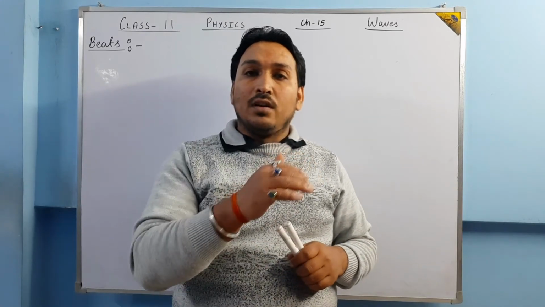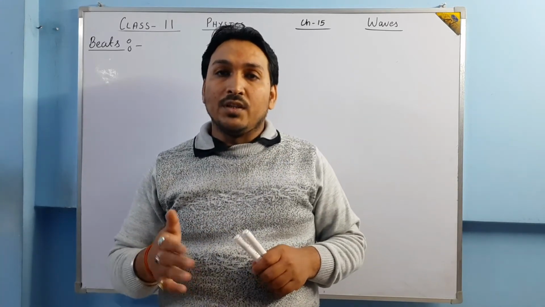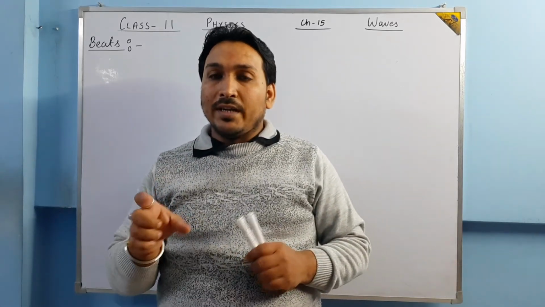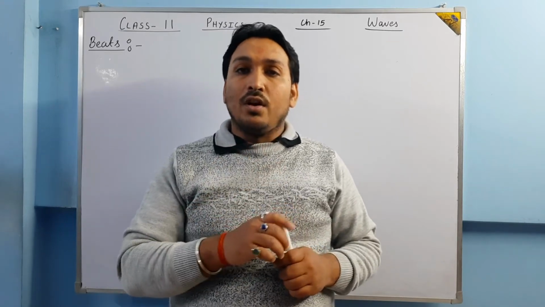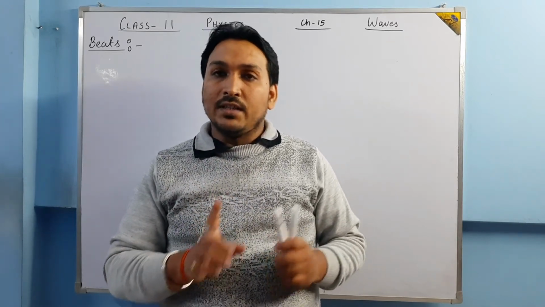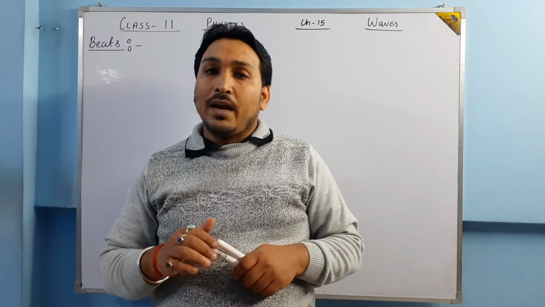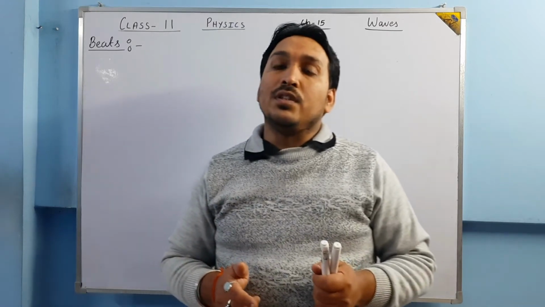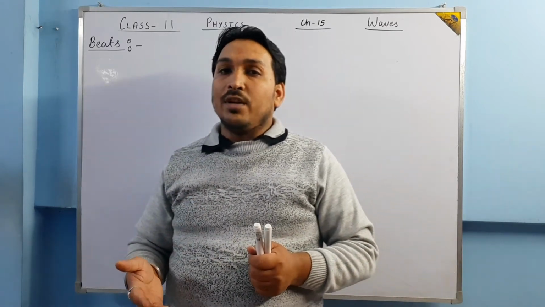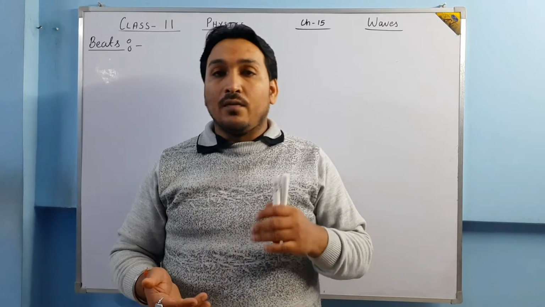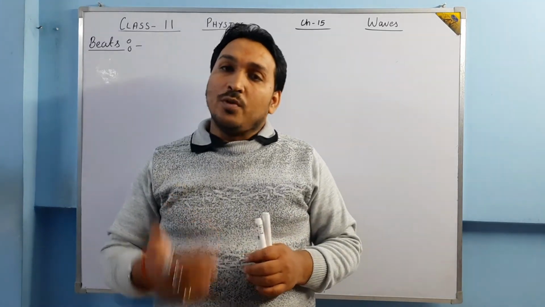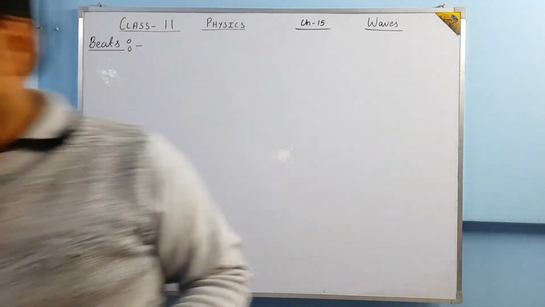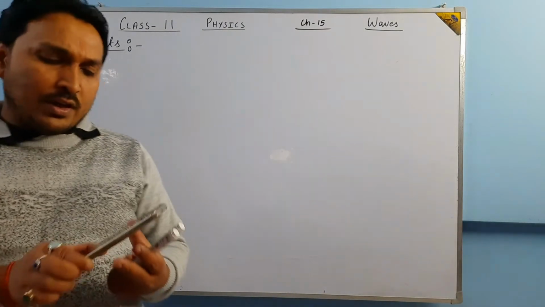This rise and fall occurs alternately, meaning first a rise, then a fall, then a rise, then a fall. So one rise and one fall is called one beat. When two sound waves of slightly different frequencies traveling in the same direction superpose each other, beats are formed. Let me show you a demonstration. You can do it at your place also.